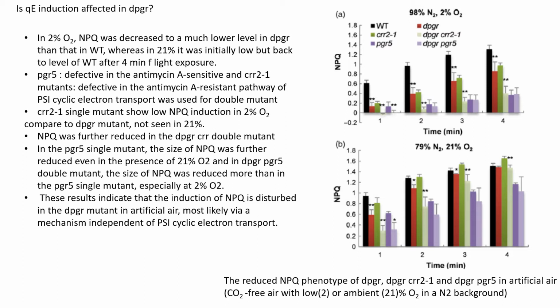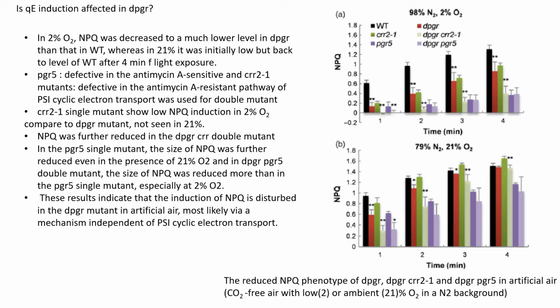Now, the mutant PGR5 is defective in the antimycin A sensitive pathway of the photosystem 1 cyclic electron transport, and the mutant CRR2, which is also referred to as CRR2-1, is defective in the antimycin A resistant pathway of the photosystem 1 cyclic electron transport. These two mutants were compared along with the double mutants that consisted of these mutants along with DPGR.